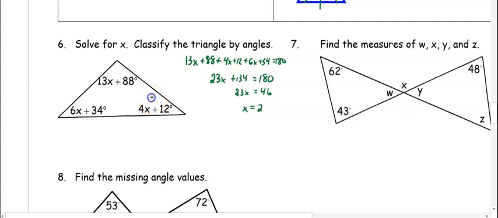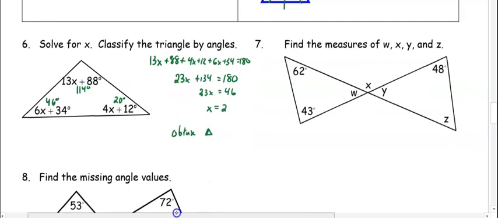So 4 times 2 plus 12 is 20 degrees. 6 times 2 plus 34 is 46 degrees. And 13 times 2 plus 88 is 114. Because we have an angle that's greater than 90, this would be an obtuse triangle.